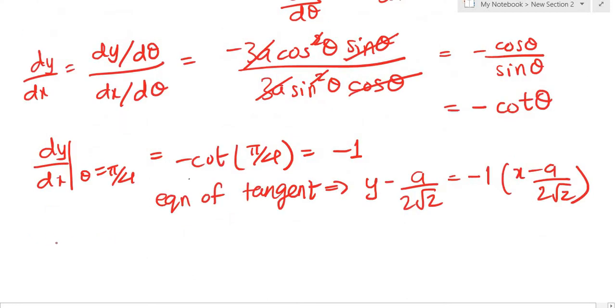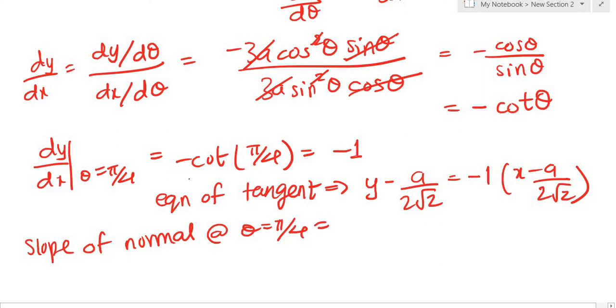And since we know the slope of the tangent line at theta is equal to pi by 4, you can also find the slope of normal at theta is equal to pi by 4. Just flip this and add a minus. When you flip this, it's negative 1, and then when you add a negative, it becomes a positive 1.